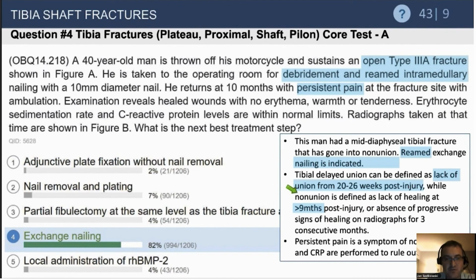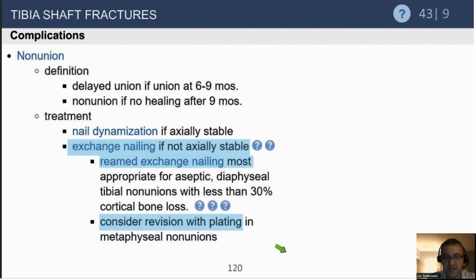So once again, remember, reamed IM nailing is indicated. Lack of union 20 to 26 weeks post-injury is basically a delayed union, and 9 months post-injury, we start thinking about non-union, or if there's no progressive healing on 3 consecutive months when looking at the patient's x-rays. And always think about infection when you're looking at non-unions. Always think about infection. So once again, we just went over what delayed and non-union is.